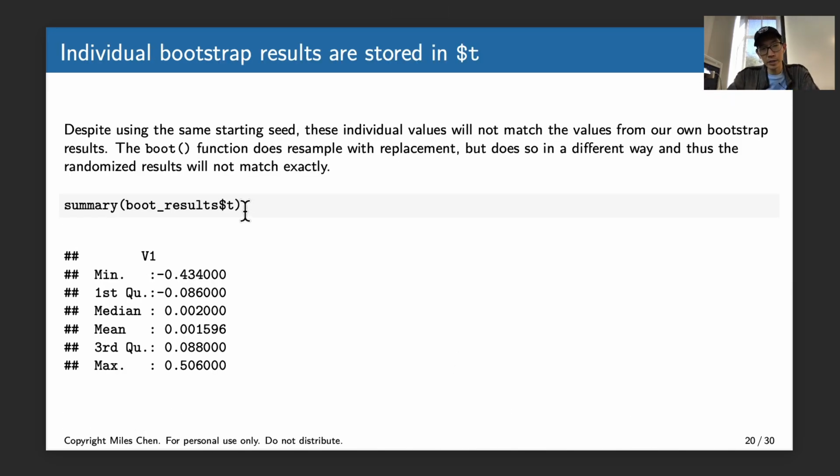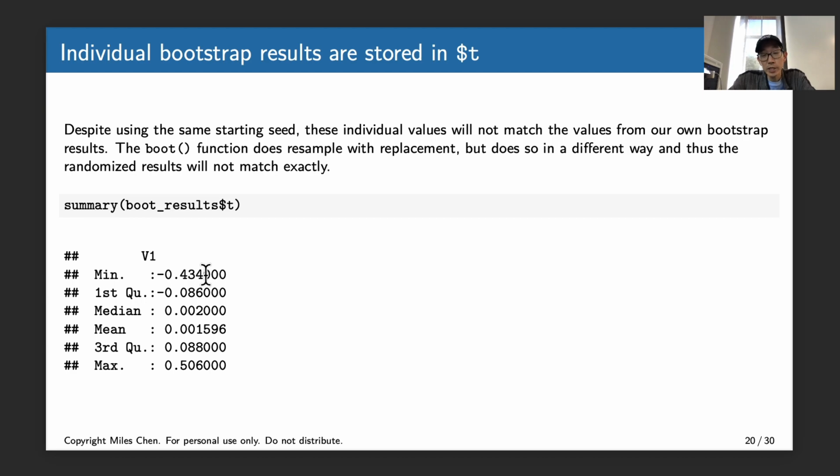I can summarize that sampling distribution that it produced. And again, we get very similar results. The mean is right around 0. The largest difference I got between our two groups was 0.506. The most negative difference I got was negative 0.434. Never did I get a difference of negative 0.93.